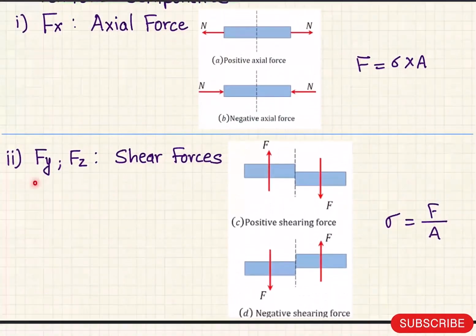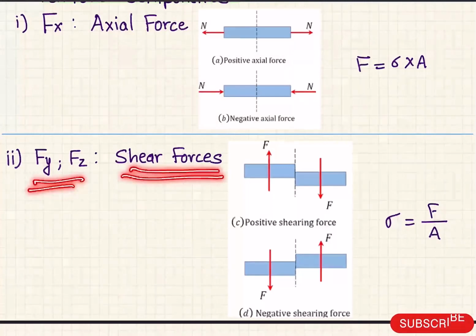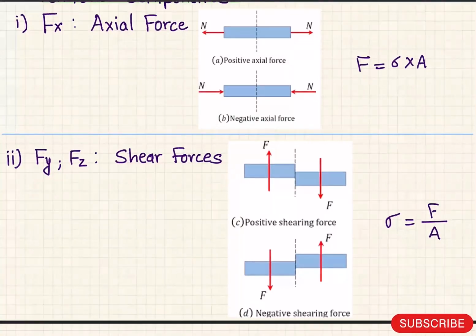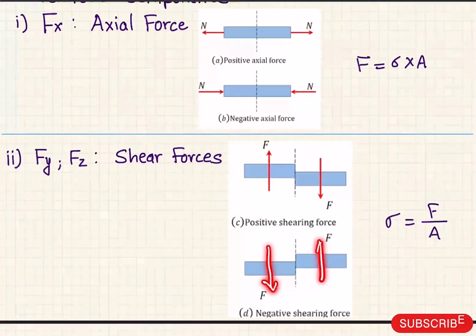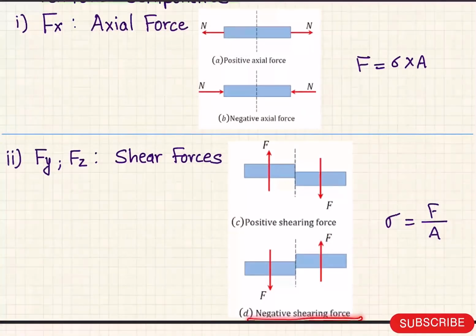Now we will see Fy and Fz, which are called shear forces. This square specimen is going to have some shear force in the body. We have taken this as a cross section of the member. Some forces are acting from the downside and some from the upside. In this case we call them a positive shear force. And when these forces act in the opposite direction, we call them a negative shear force.